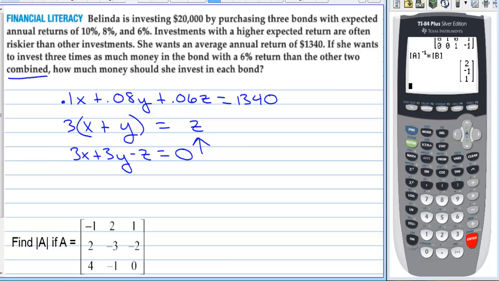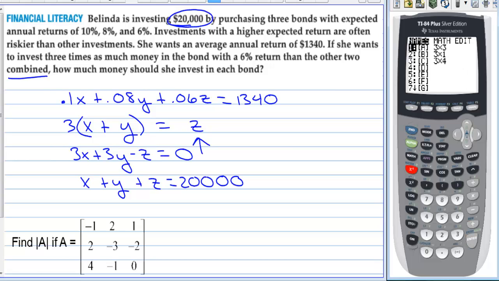And finally, I think the third equation might be the toughest. Remember, x, y, and z is how much we are investing. So the third one is x plus y plus z is equal to the 20,000. That's so we can get the 20,000 involved and we can get that third equation. So now we just got to answer the question. And if it doesn't tell you how, we're going to use that RREF, reduced row echelon form.